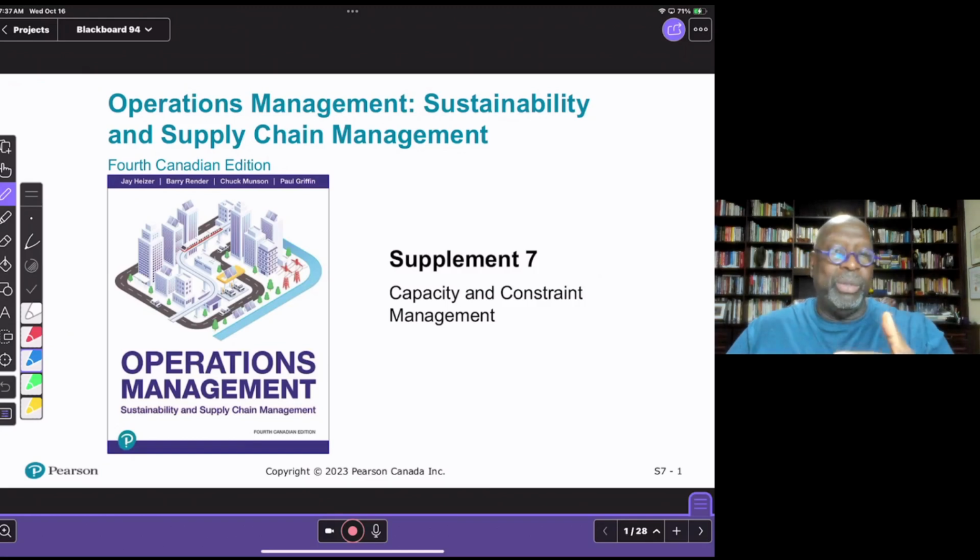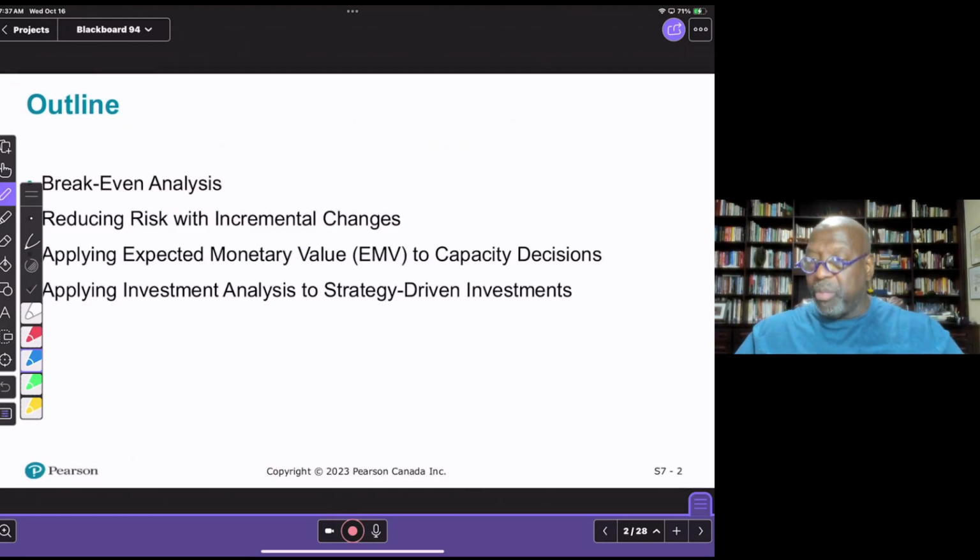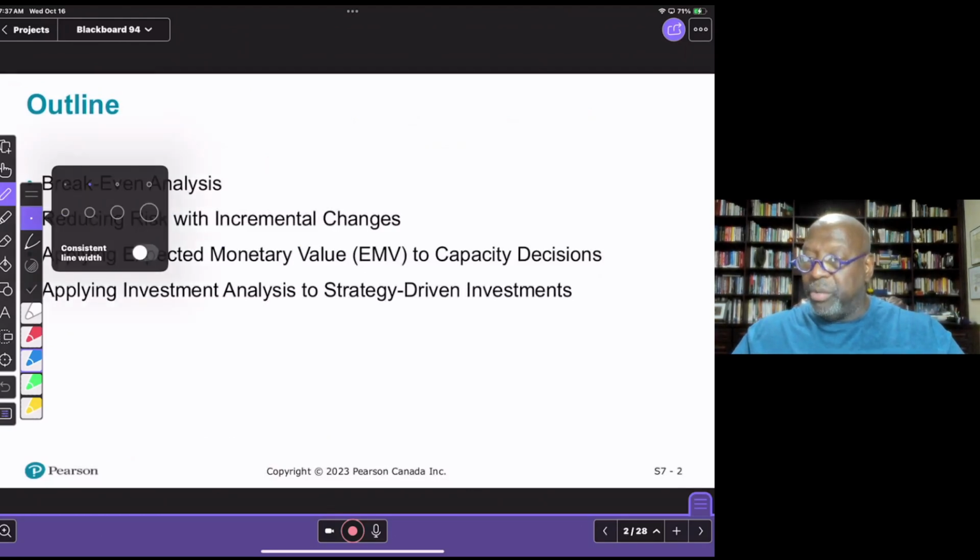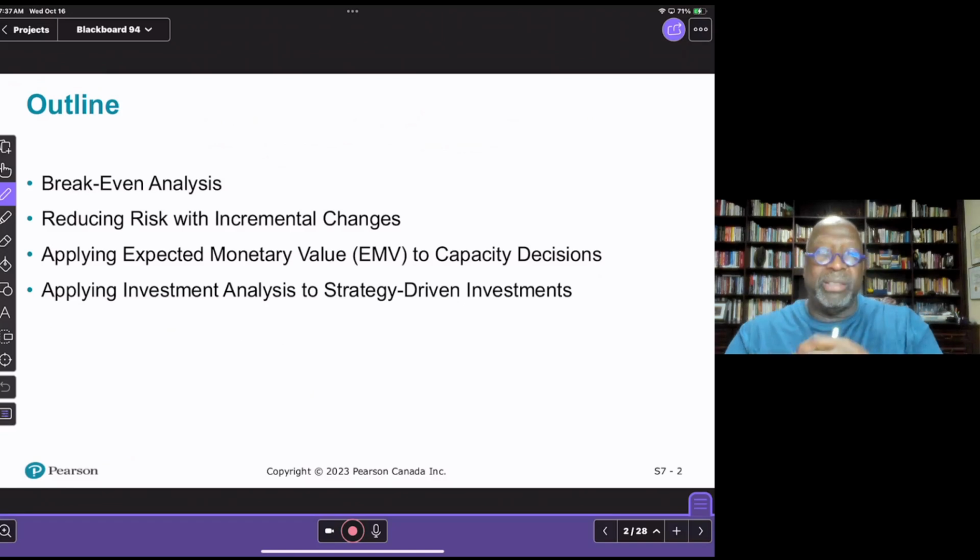So we're going to use the concepts of expected monetary value, net present value, and break-even analysis. These three tools help us in making process decisions. You've done some of this, I believe, in your Introduction to Quantitative Methods course, but now we're seeing its application in the context of operations management. So let's focus on break-even analysis.